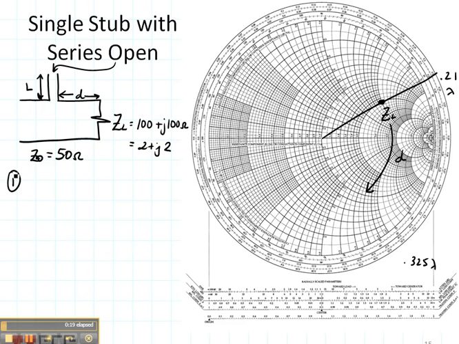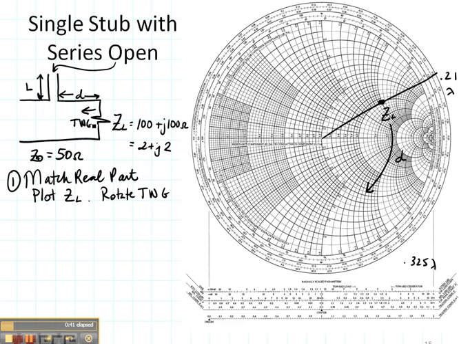So the first thing that I need to do is match the real part of my load. So what it means is that I am going to normalize and plot my load, as you can see here. So plot ZL, and then rotate towards the generator, always towards the generator in this case, until I reach the matching circle. And there are two choices there. I'm going to choose the one which has the smallest d value.